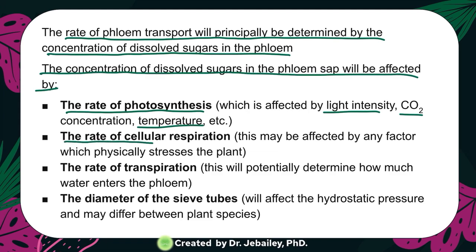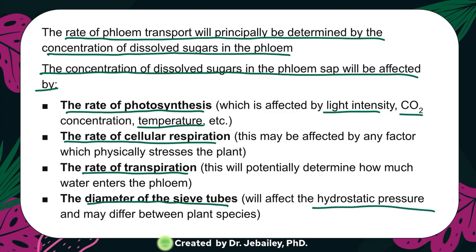The rate of cell respiration. Don't forget that even plants do cell respiration. That means the plant can actually use glucose for its energy. Now, the rate of transpiration. Sometimes you have a lot of water leaving the plant and not much water is going to go through the phloem. So that means it can slow down the phloem. And the diameter of the sieve tubes, that means how big is the phloem? Sometimes it can be very small, it can be large, and that can affect the hydrostatic pressure.